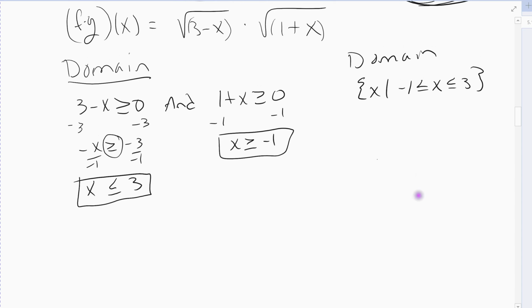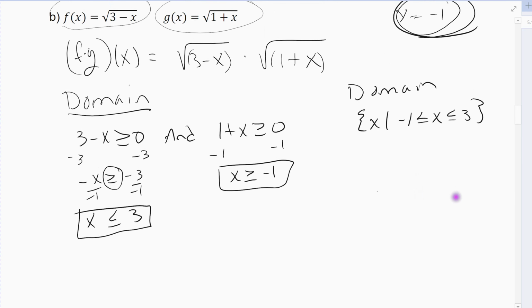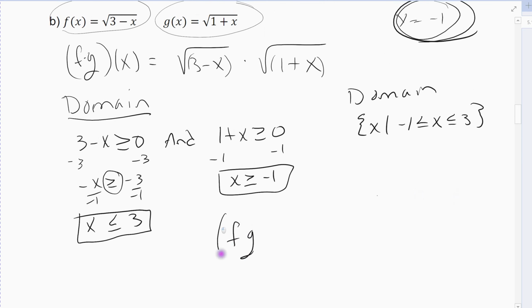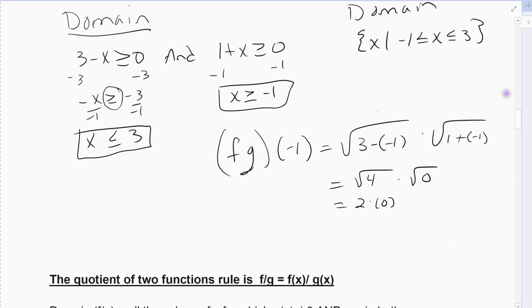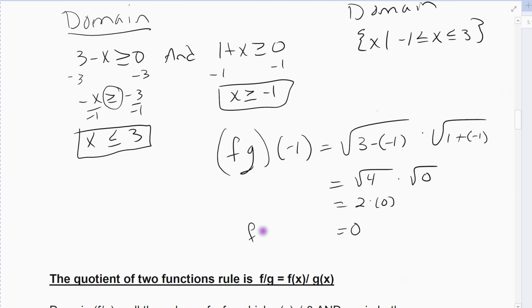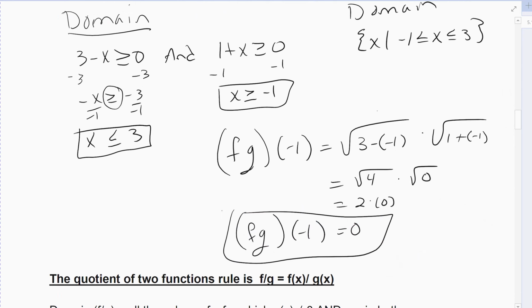That's the hard part. And then the last thing is then find it. So I'm going to find f of g of negative 1, which comes out to be 3 minus a negative 1 times 1 plus a negative 1, which this is where it zeroes out, right? I get square root of 4 here, but square root of 0 is fine. That just means it's 2 times 0, which comes out to be 0. So f times g of negative 1 is just 0. All right, we'll stop there. We'll pick up the quotient rule.